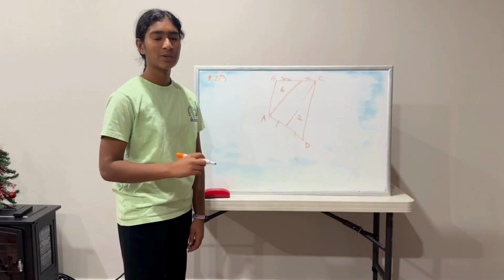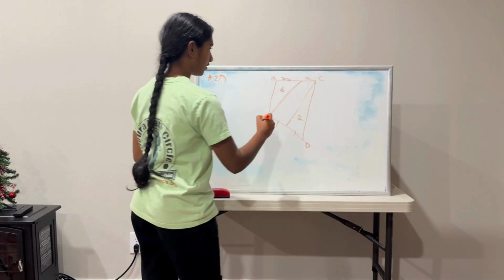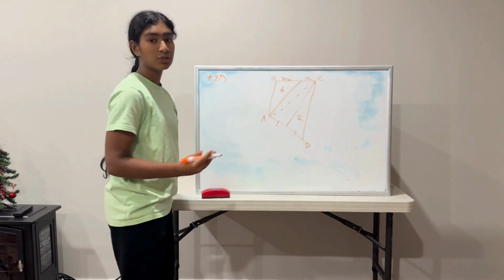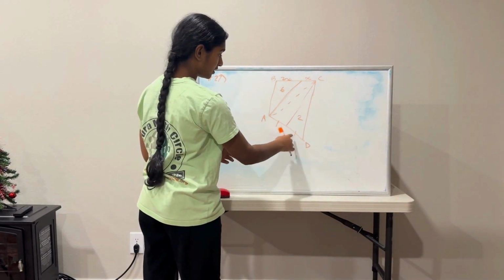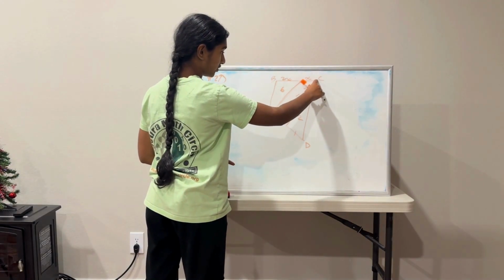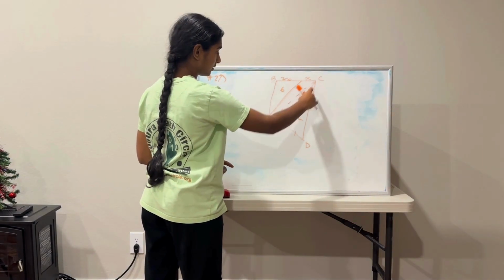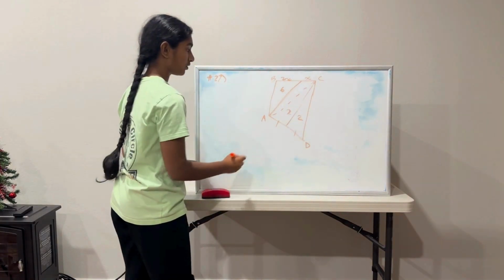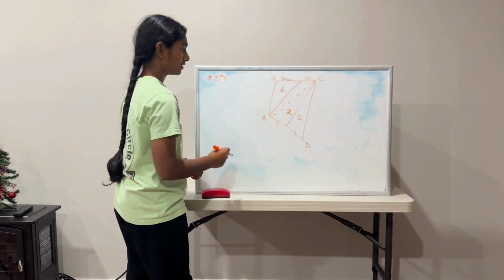To do that, let's break down this figure even more. So we can draw a line over here, and the reason we would do that is because since these two lengths are equal, and they share the same point as a vertex, their areas are also the same. So this is also a 2.